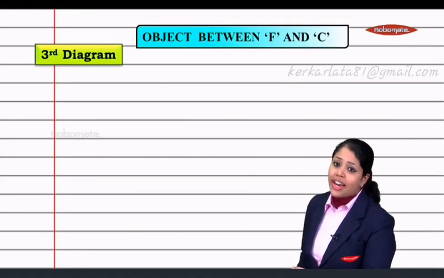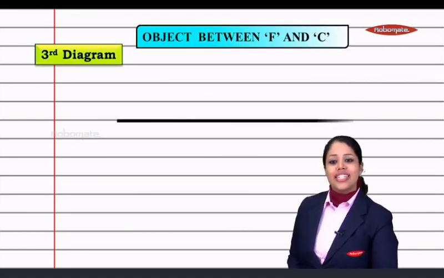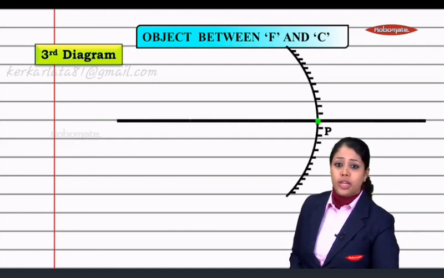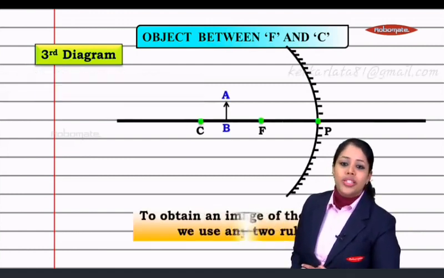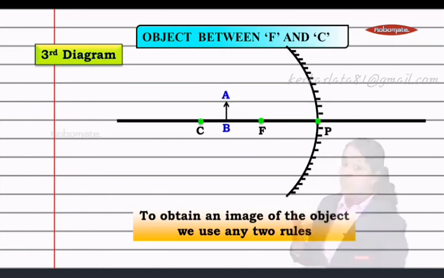Students, moving further to the third ray diagram. And in the third ray diagram, the object is between F and C. Let's place the object between F and C. After that, what you have to do is, students, you have to apply any two rules, right? Again, we apply the first rule and the third rule.